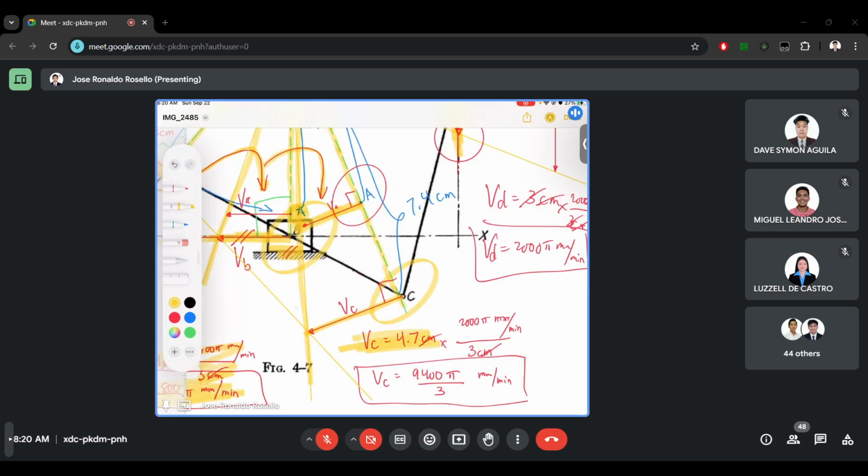We'll just multiply it with the velocity scale, and now we have the actual velocity C.